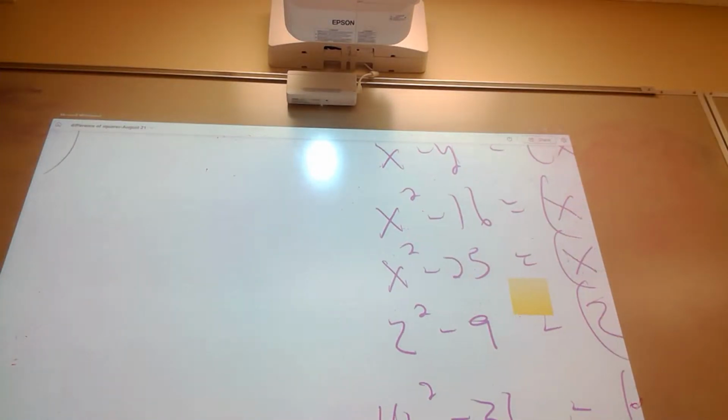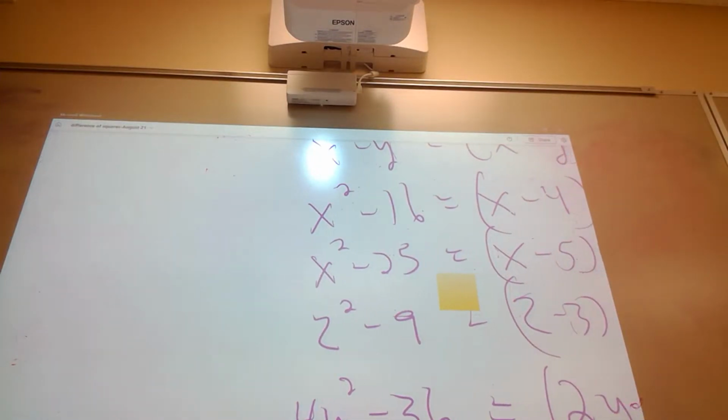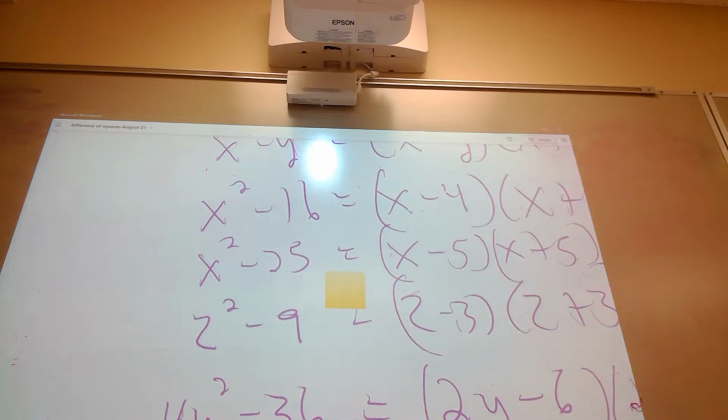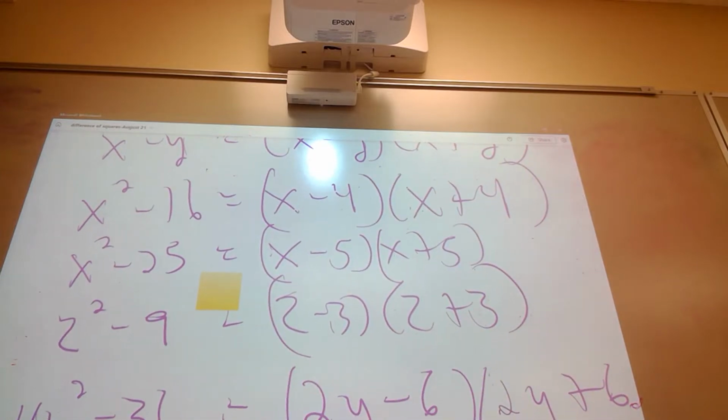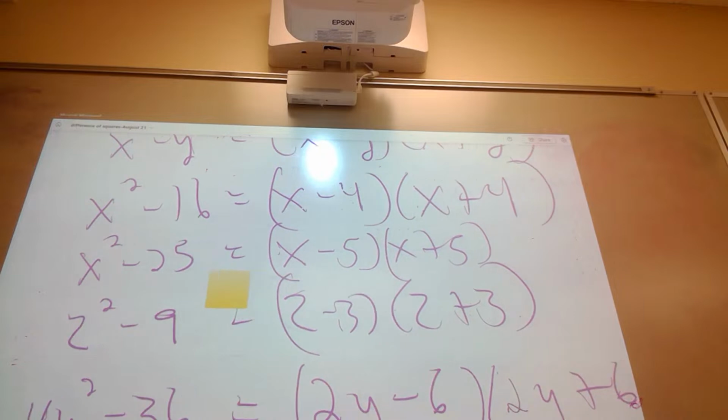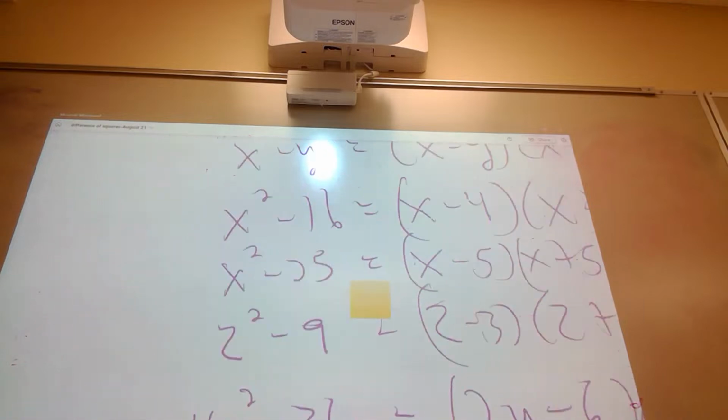Okay, so the square root of 4 is 2. The square root of y squared is y. We get 2y minus 6, 2y plus 6. Okay. Let's go to the next one.